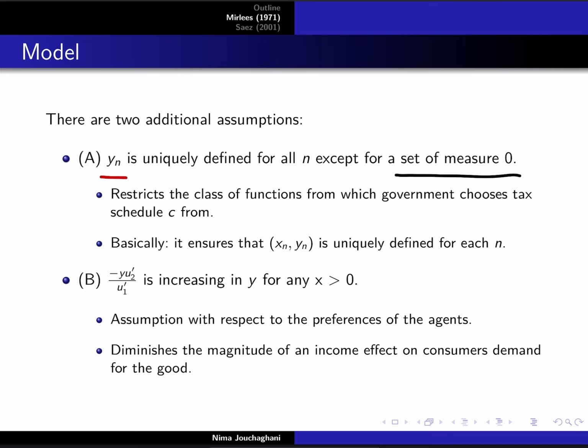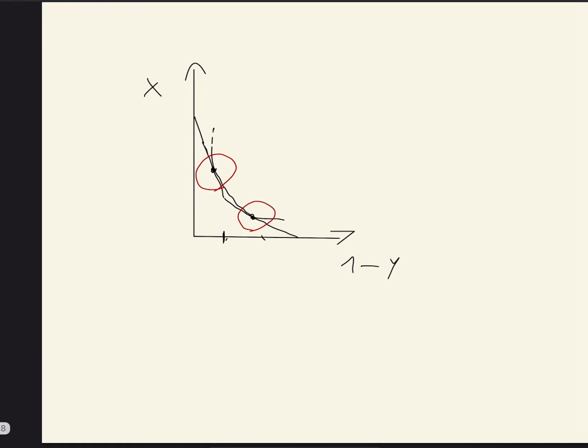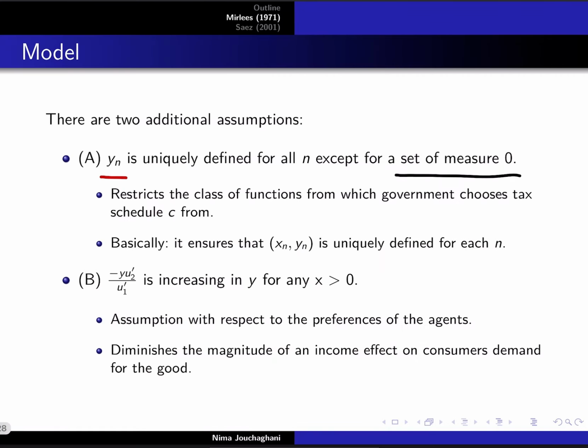So this does not allow for any tax schedule which creates a budget constraint such that the solution is not unique anymore. But of course, this also crucially depends on the preferences when you have a non-unique solution. So it restricts the set of tax schedules that the government chooses.